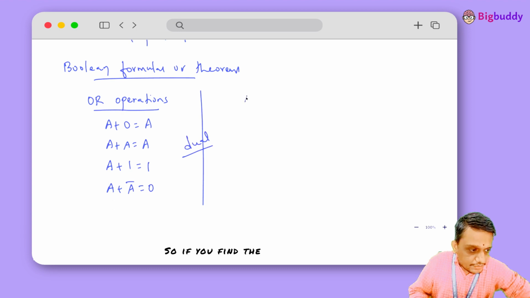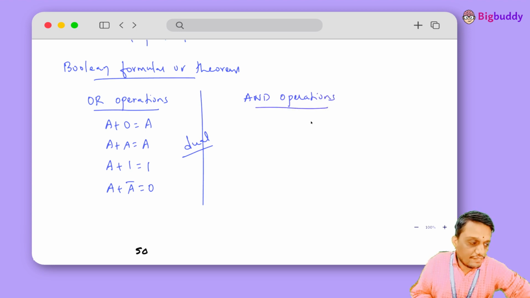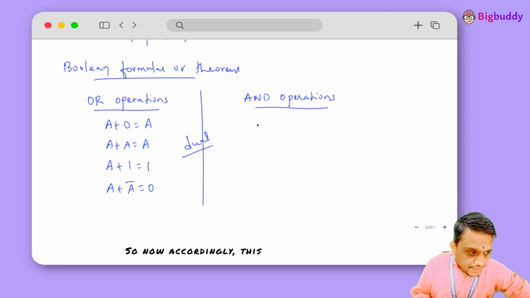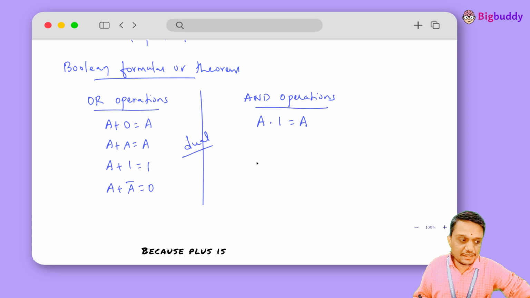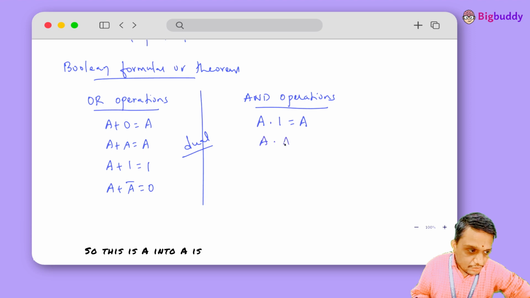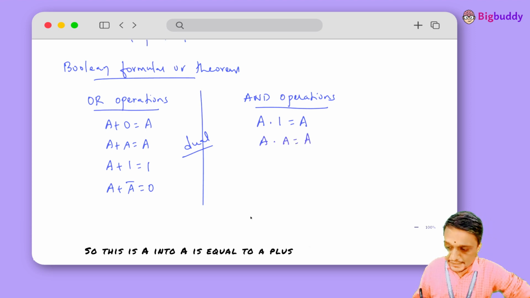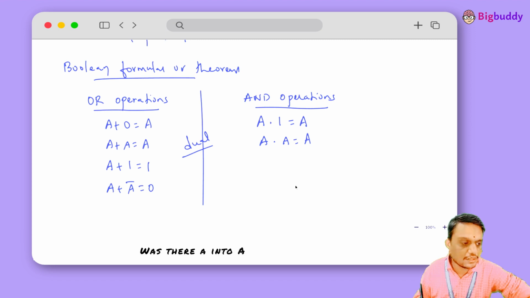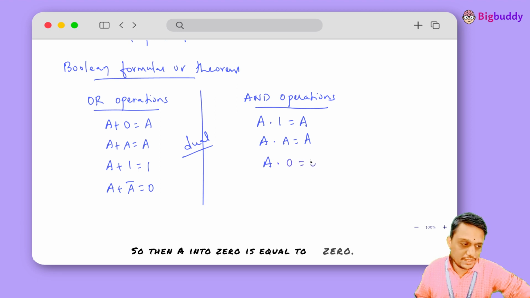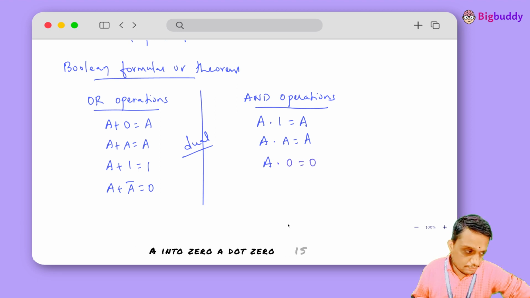If you find the dual of this, looking at the AND operations, wherever you have plus, replace it with dot, and vice versa. Wherever you have 0, replace it with 1, and vice versa. So accordingly this will become A into 1 is equal to A, because plus is replaced with the dot and 0 is replaced with 1. Then A into A is equal to A. A plus A is equal to A was there, and A into A is also A only. Then A into 0 is equal to 0.